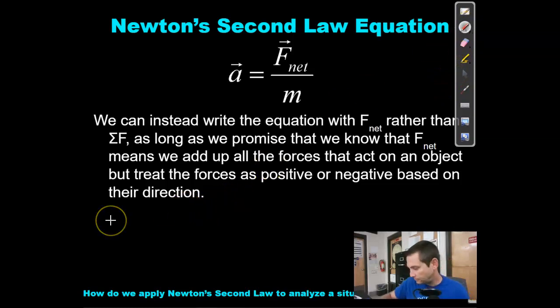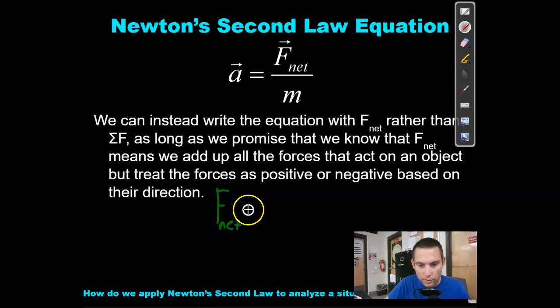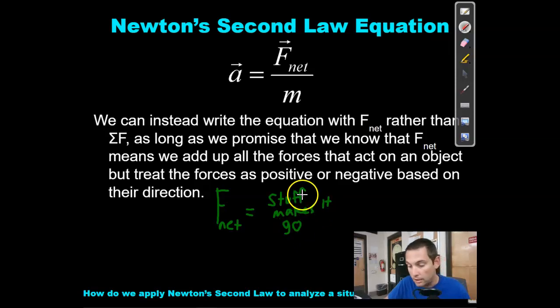For this, I want you to remember a phrase. And this phrase will help you along, I think. Let's see. F net. What that means is the stuff that makes it go, and by it, I mean whatever is the object we are looking at, minus the stuff holding it back.